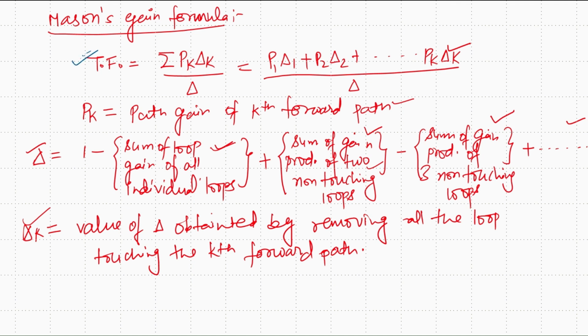The formula is P1 delta 1 plus P2 delta 2 up to Pk delta k, divided by delta, where we define these terms: Pk, which is the path gain of the kth forward path. We defined delta k. Now let's take one example to understand this signal flow graph method to determine the transfer function and how to calculate these parameters P1, P2, P3, delta 1, delta 2, delta 3, and delta n.